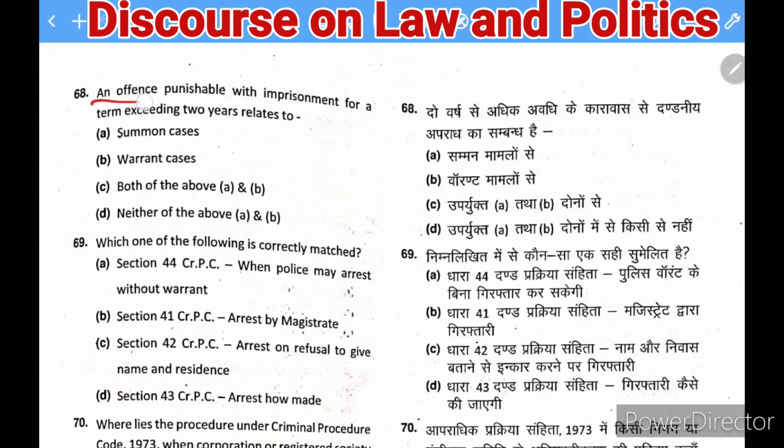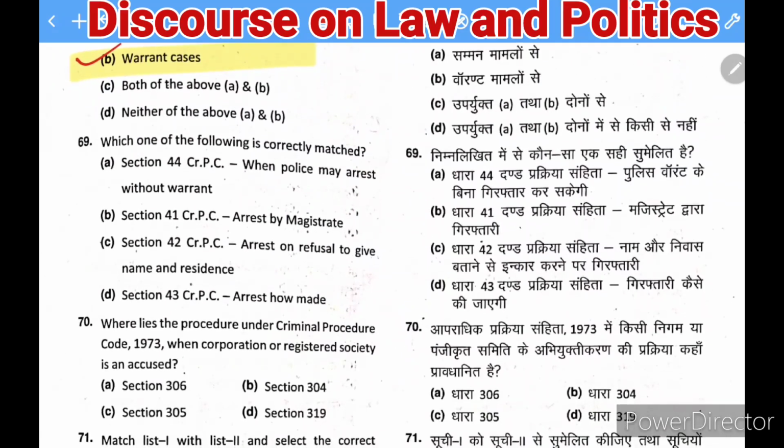The next question is, an offence punishable with imprisonment for a term exceeding 2 years. When an offence exceeds more than 2 years, this kind of offence is going to be whether summons case, warrant case, both of the above A and B, or neither of the above. So which kind of case would it be? It would be the warrant case.